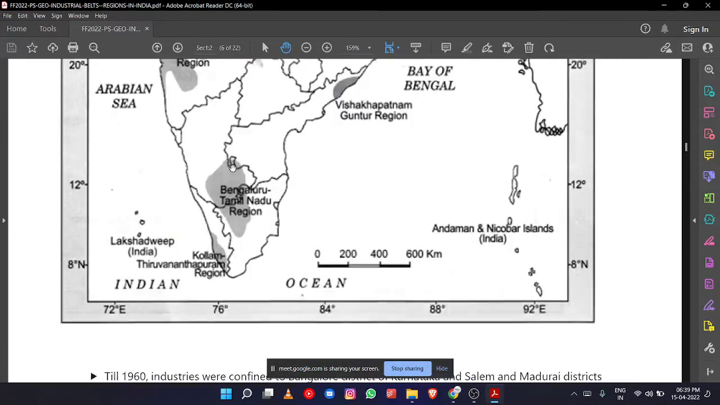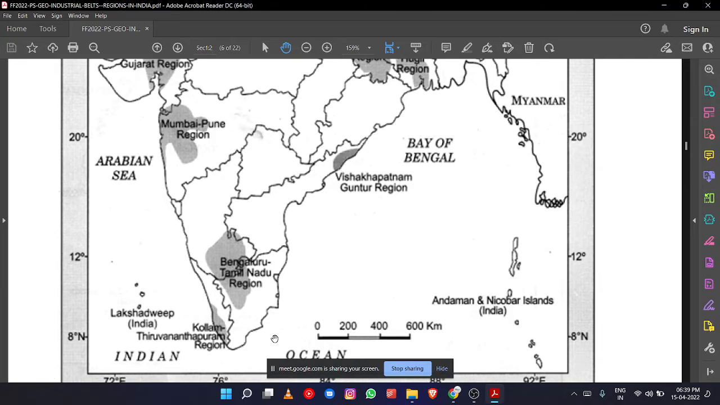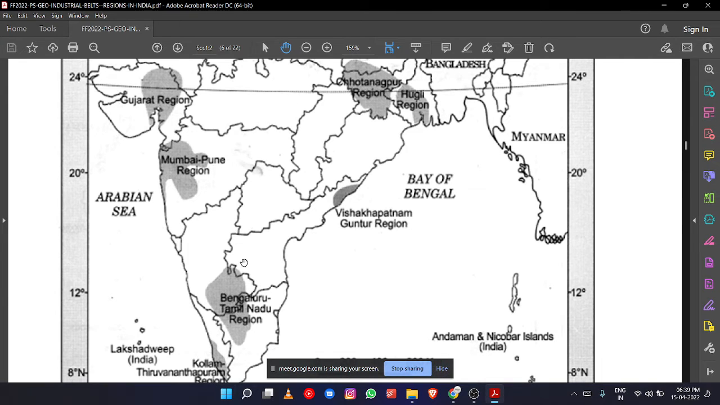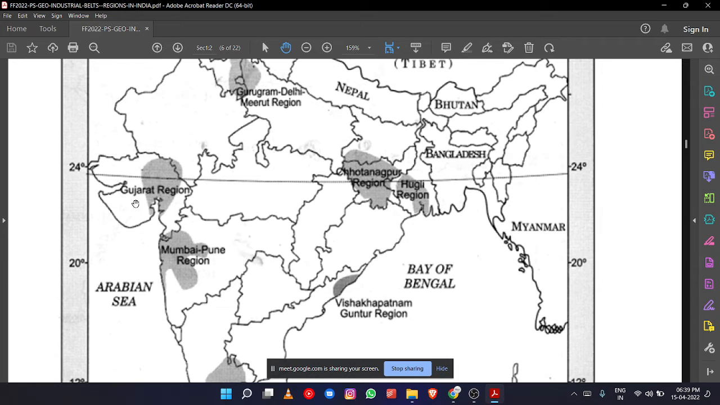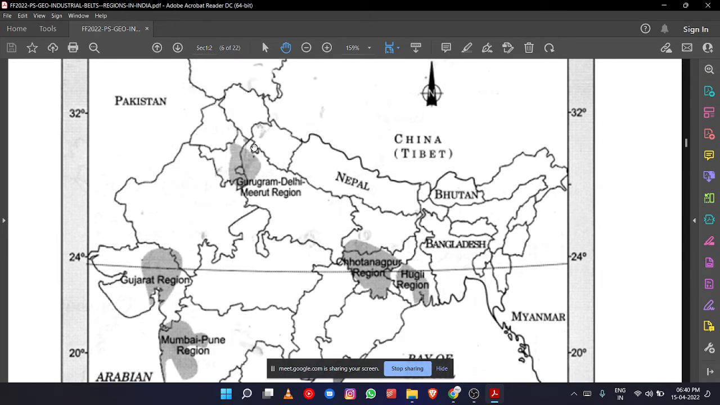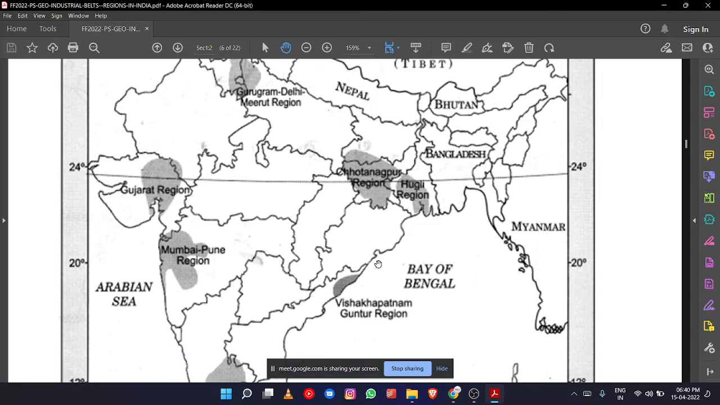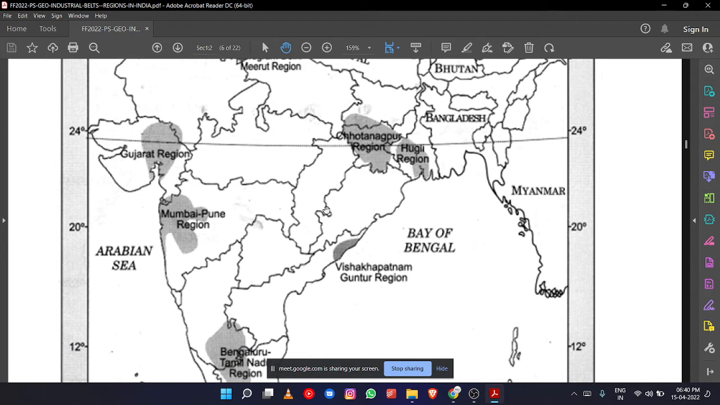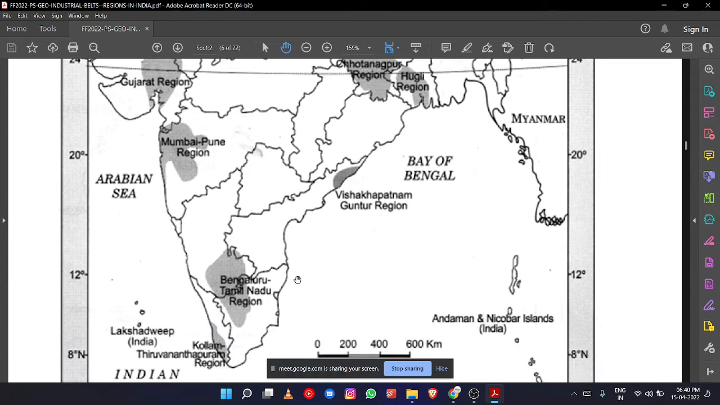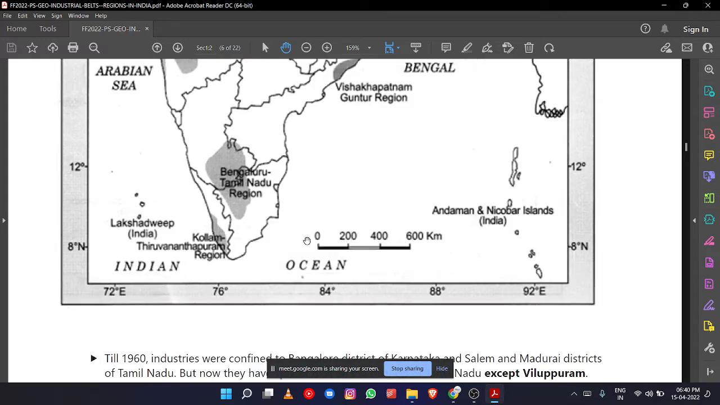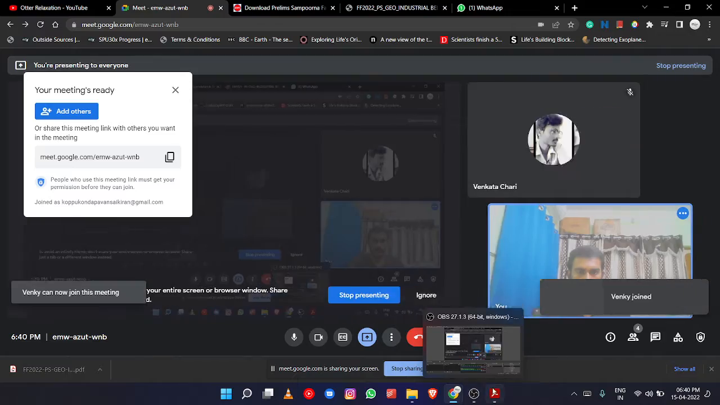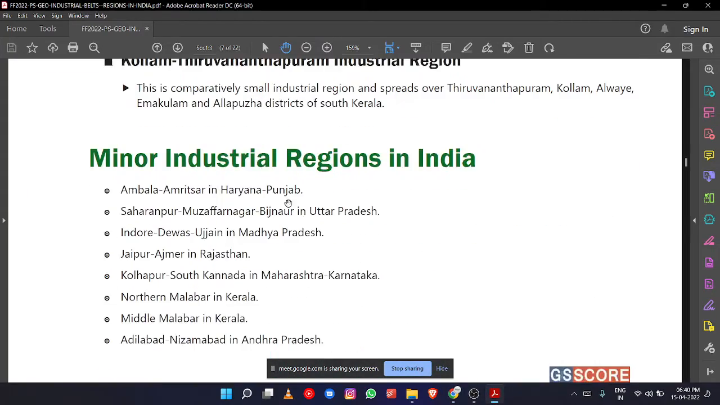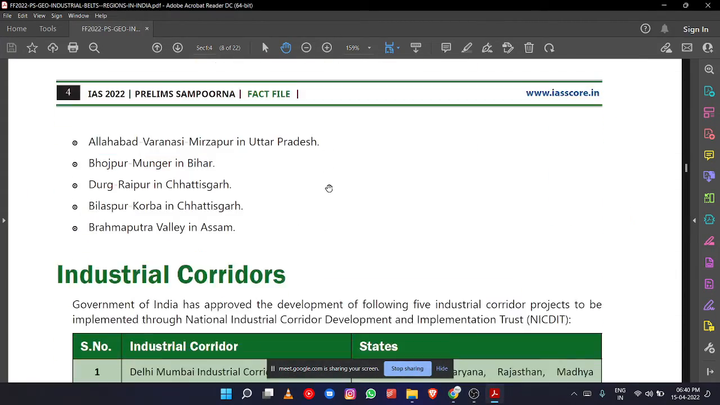Once again, if you can see, this is the map in which Kollam Tirunanthapuram region is here, Bangalore Tamil Nadu region is here, Mumbai Pune region is here, Gujarat region, Gurgaon Delhi Meerut region, Chotanagpur region, Hooghly region, West Bengal, Visakhapatnam and Guntur region. These are the major industrial regions. Coming to minor industrial regions, we have discussed.